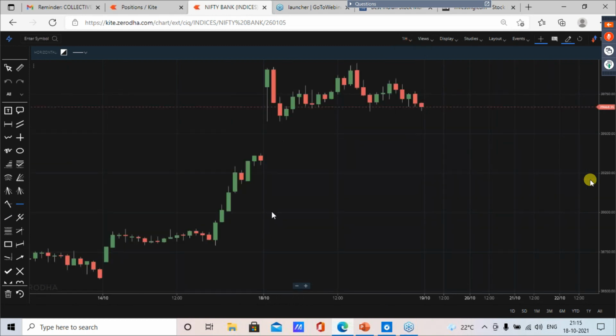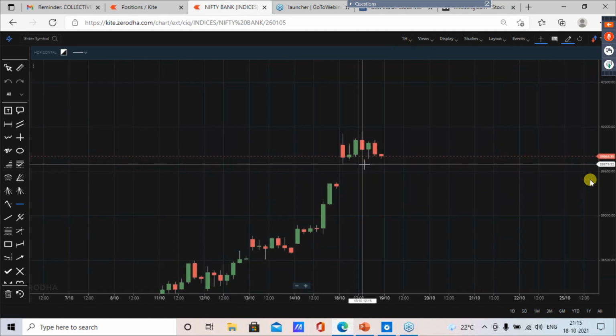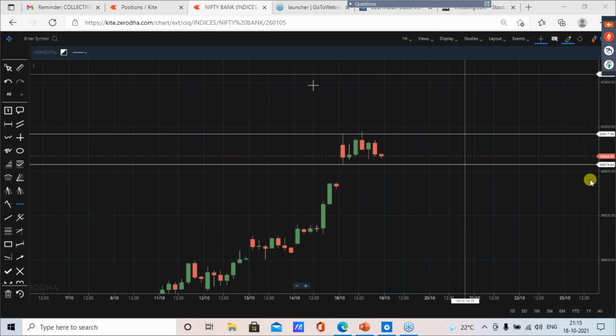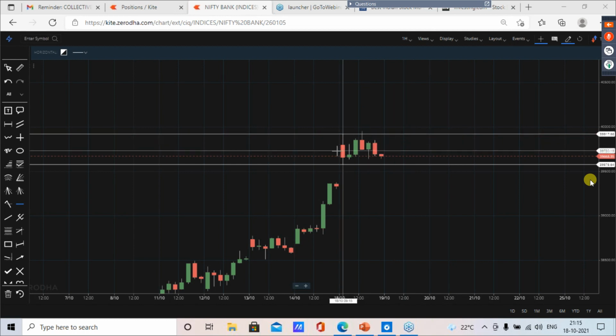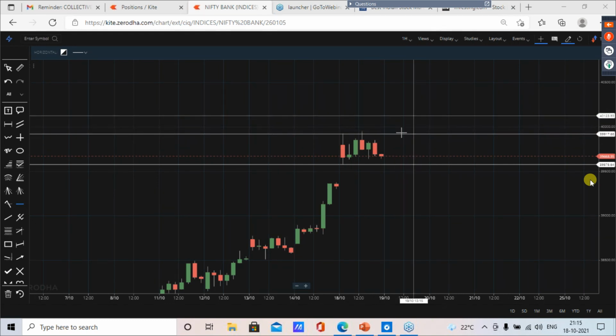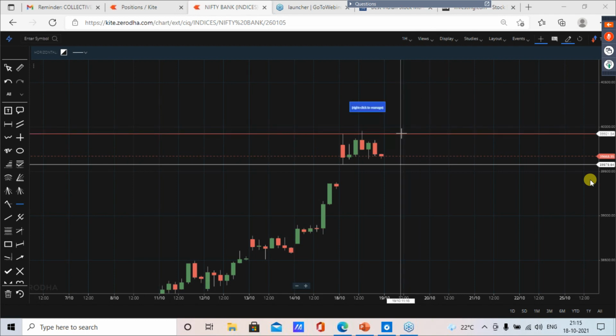Say, for example, if you have such kind of formations, if this particular high breaks tomorrow, then there's a probability of Nifty Bank crossing 40,000. According to me, if this breaks, because these two candles, I'm taking into consideration, form an inside bar. I've marked the high and the low. If the high of this inside bar breaks, then there's a very high probability that the market might shoot up or it can open gap up.